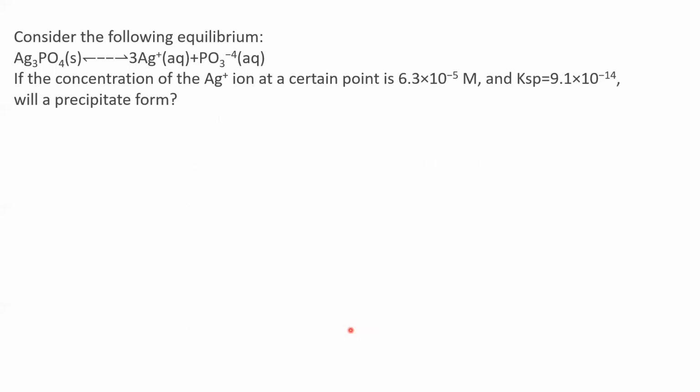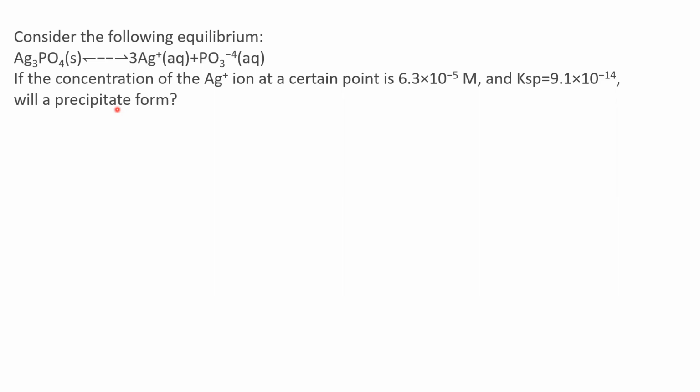So let's look at this one. Okay, consider the following. So we've got this equilibrium here. If the concentration of silver ions at a certain point is 6.3 times 10 to the minus 5, and KSP equals 9.1 times 10 to the minus 14, will a precipitate form? Kind of the same concept, a little different wording. We're not taking two solutions this time, just one solution.